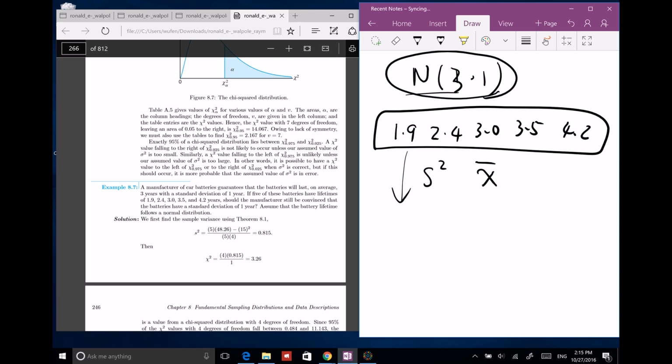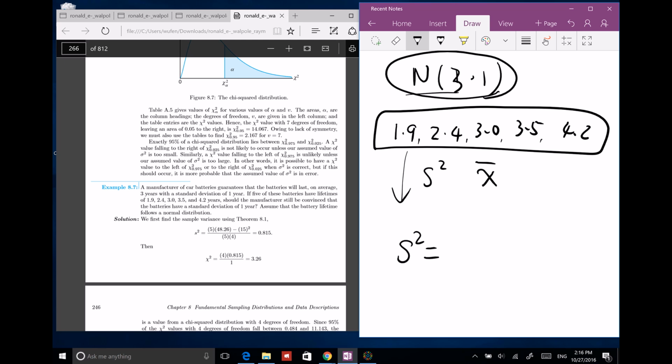So what criteria should I choose to make the statement saying that, oh, I think it's still 1. Okay, so I think the standard deviation is 1. So what do we do? The chi-square actually helps you to build up that criteria. Assume that battery lifetime follows a normal distribution. So you can find S squared. If you give it 5 values, you can use the calculator to find the variance of this one.